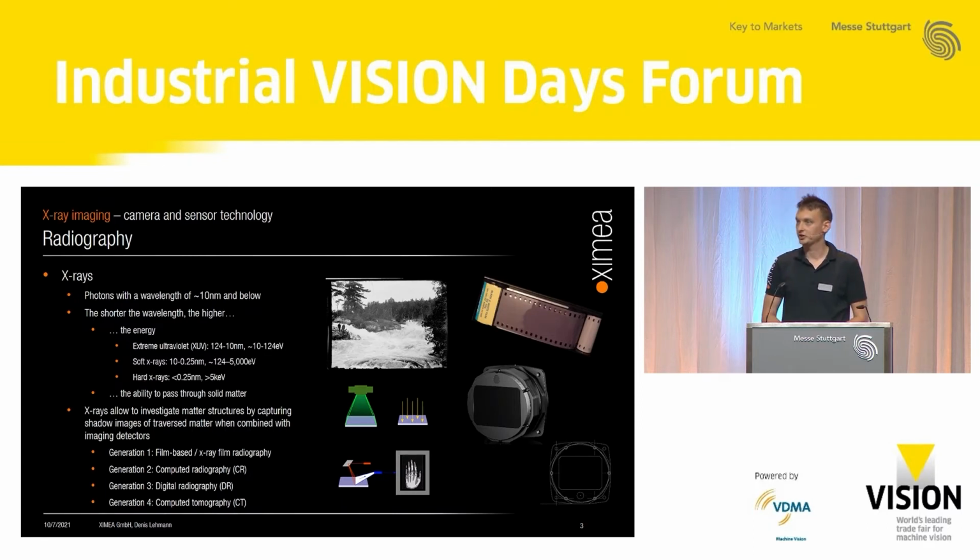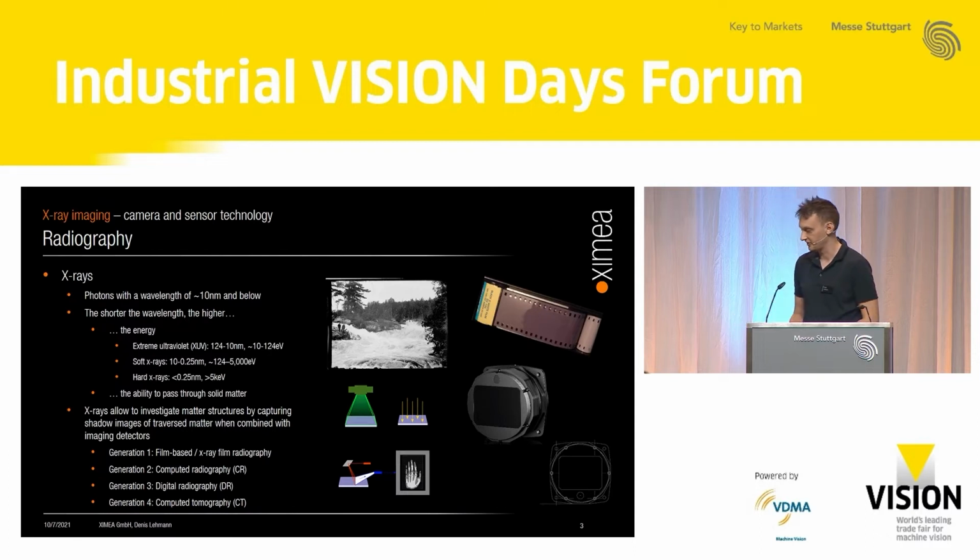The third generation was actually the first that really combined computers with X-ray imaging detectors. Because the imaging detector would write the data directly into the memory of the computer. That's also what our cameras do. And then finally, generation 4, computer tomography, adds some more application to this, because it does not only create 2D images, but it allows you to create 3D models of your traversed object.